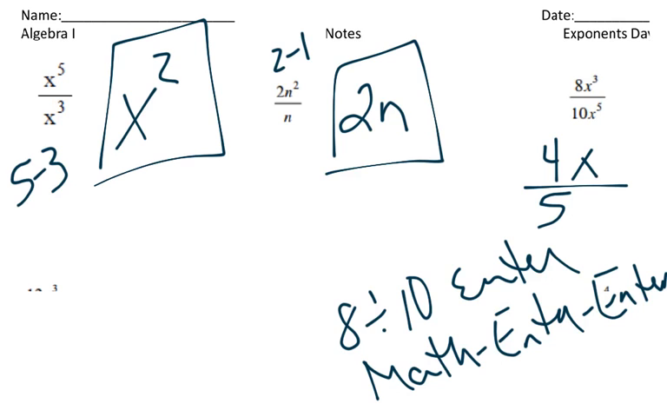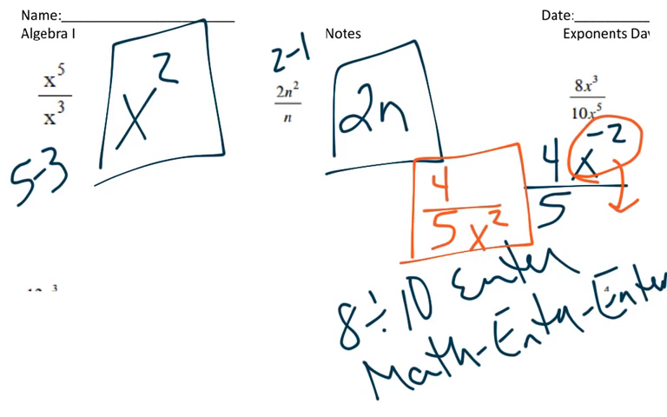X to the 3 minus 5 is negative 2. Okay, you cannot have a negative exponent. This right here is causing an issue. It has to move to the other part of the fraction. It is the only thing that has to move. So your 4 and your 5 stay right where they are. Your x goes to the bottom, and the 2 becomes positive, and that is your answer. You only move the variable that had the negative exponent.